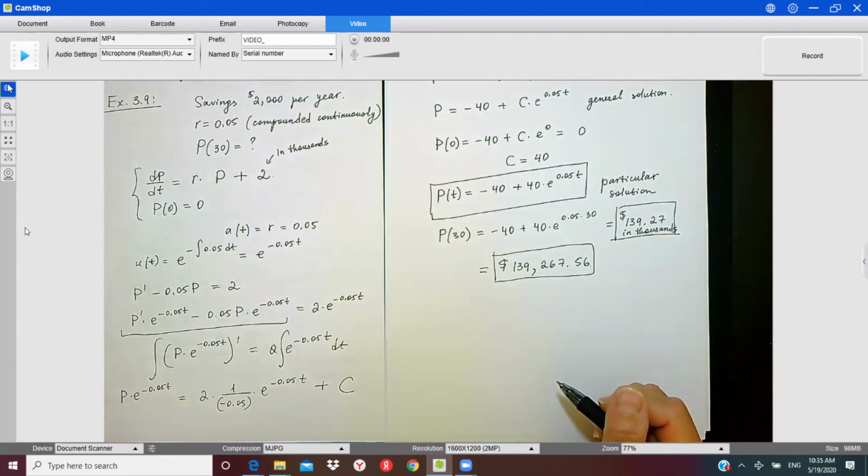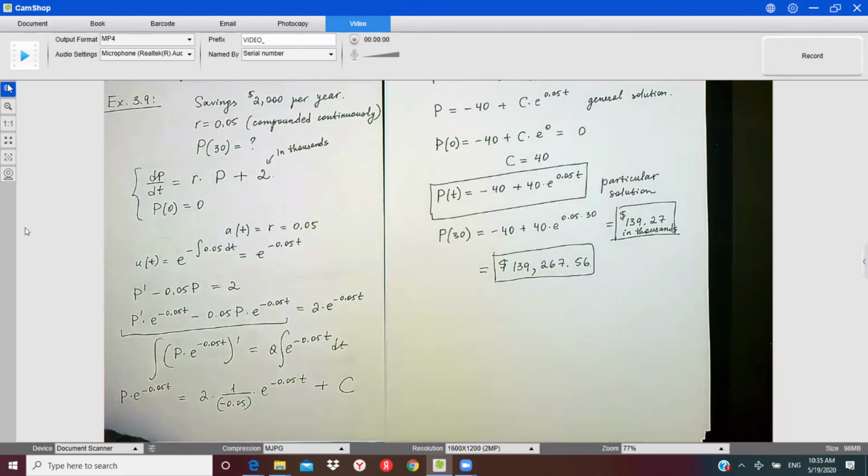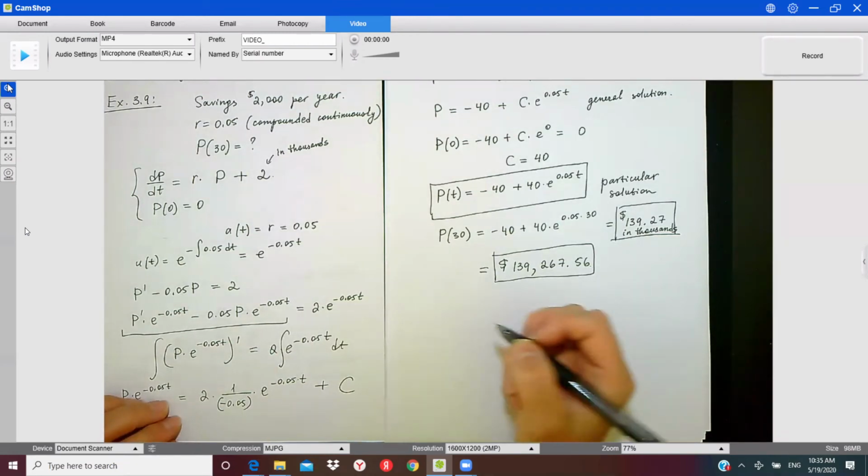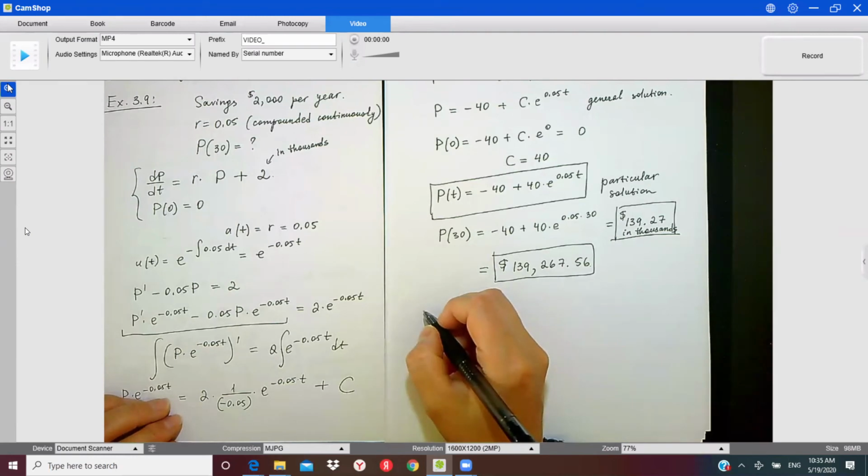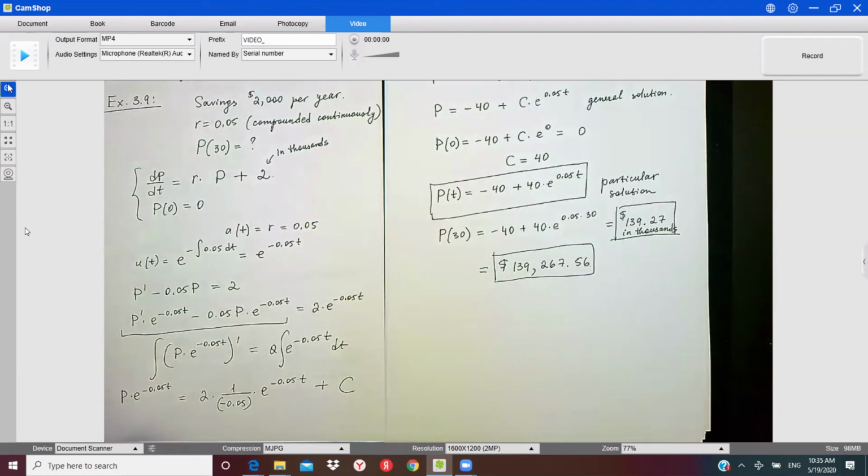All right, let's talk about planning for retirement. This problem is especially interesting because you could use it in real life to do some retirement planning. So this will be example 3.11. However, I wanted to let you practice a little bit first.